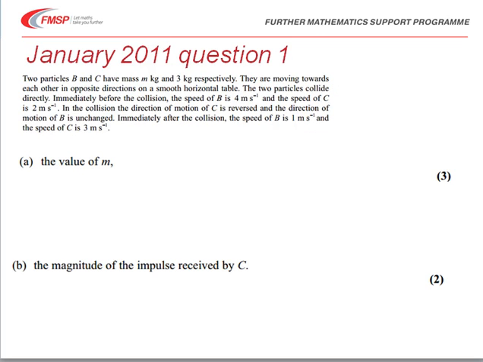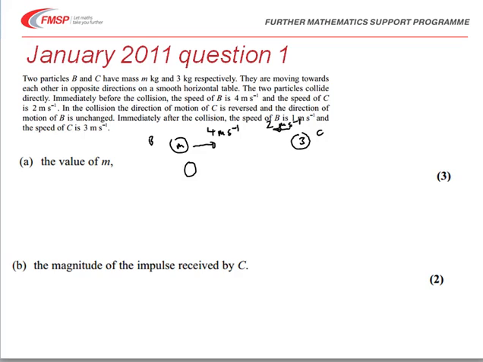Well, first of all then, putting this information onto a diagram, we have B of mass m moving at 4 meters per second in one direction, and particle C of mass 3 moving with a speed of 2 meters per second in the opposite direction. That's the situation before the impact.